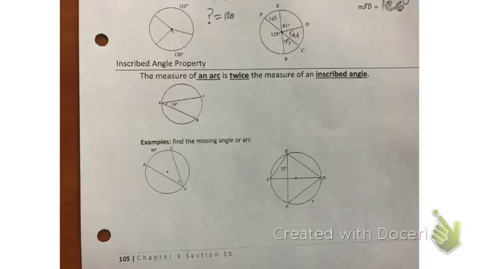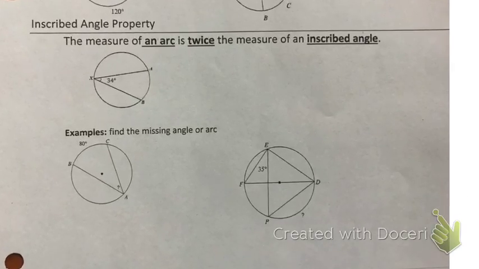All right, so where our central angle was the exact same, for our inscribed angle, the measure of the arc is twice the measure of the inscribed angle. So if our inscribed angle is 34 degrees, the arc it cuts is going to be 2 times that 34 degrees, which is going to equal 68 degrees.